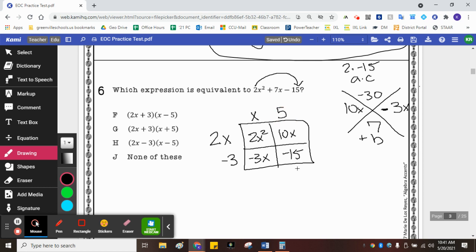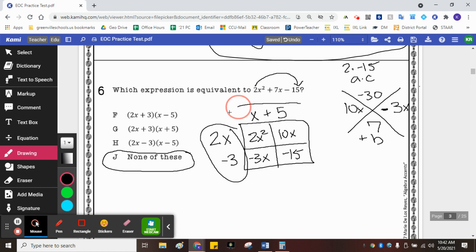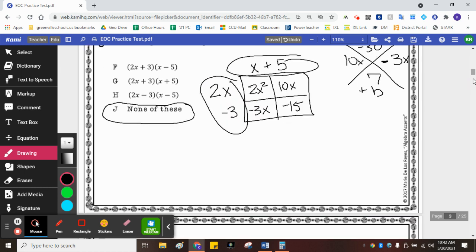That already had the x. And then just to check, 5 times -3 is -15. So you're right. 2x minus 3. Oh, minus 3. And x plus 5. That's not an option. It's not an option. That's weird. I've never actually seen somebody it not be an option. Interesting.